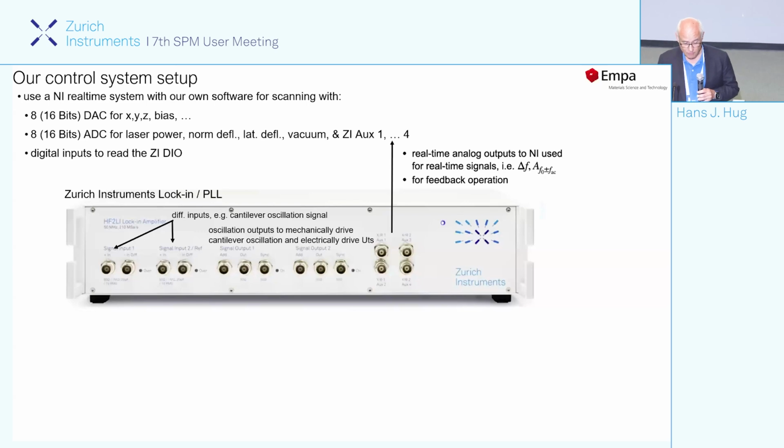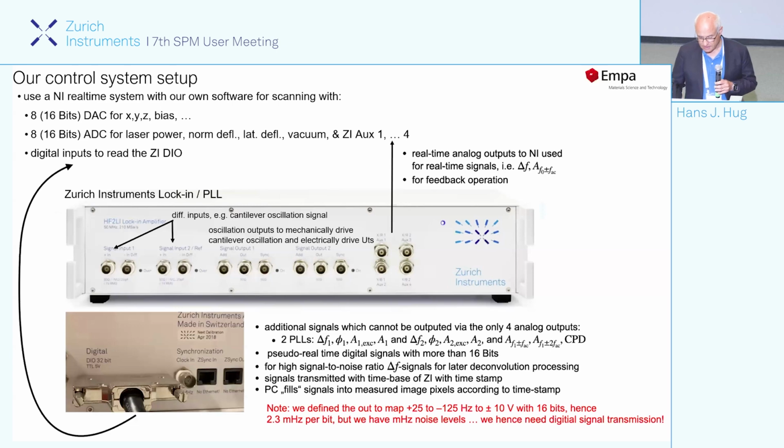So some words about our control system. We use a very simple home-built control system consisting of an NI real-time system with a 16-bit DAC and 16-bit ADC, and the analog-to-digital converters we also use to read the four analog outputs given by the Zurich Instruments. We do that because we want these signals in real time, because we have some feedbacks implemented in our controller. But what we also do is, there's a backside on the Zurich Instruments, and it provides you with some digital signals, and we also read these.